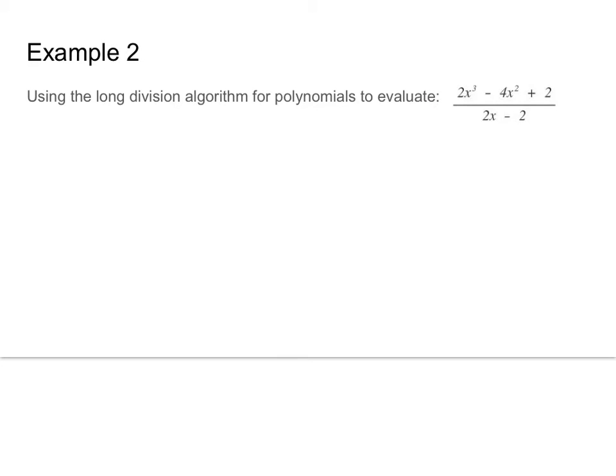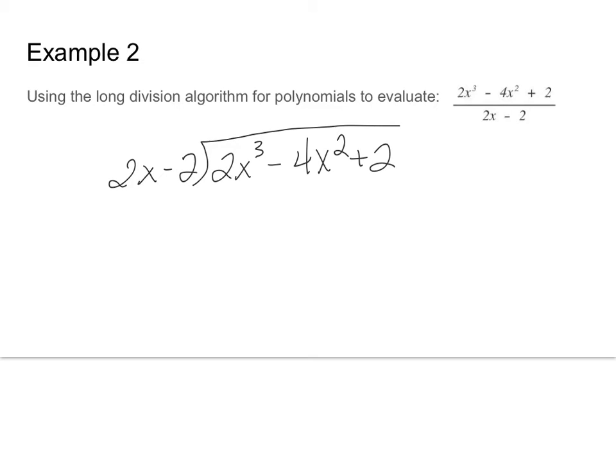Cool. All right, example 2. Using the long division algorithm for polynomials, we want to evaluate what's given. So let me write it out. 2x cubed minus 4x squared plus 2 divided by 2x minus 2. Okay, so again, we want to ask the question, what times 2x equals 2x cubed? Or I always just thought 2x goes into 2x cubed how many times? We're going to do x, oh, and I put that in the wrong spot.